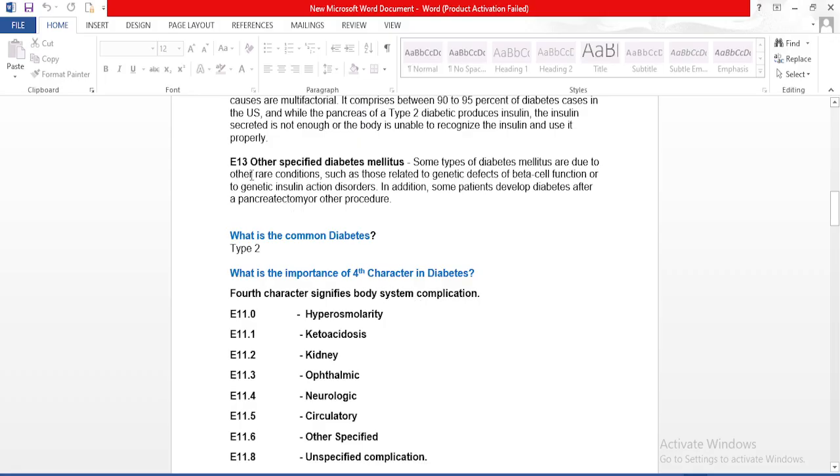And we have the last one, E13, other specified diabetes mellitus. So basically, some types of diabetes mellitus are due to other rare conditions such as those related to genetic defects of beta cell function or to genetic insulin action disorders. In addition, some patients develop diabetes after a pancreatectomy or other procedure. So basically, after the pancreatectomy, the patient may have developed diabetes, which will come under the E13 series.